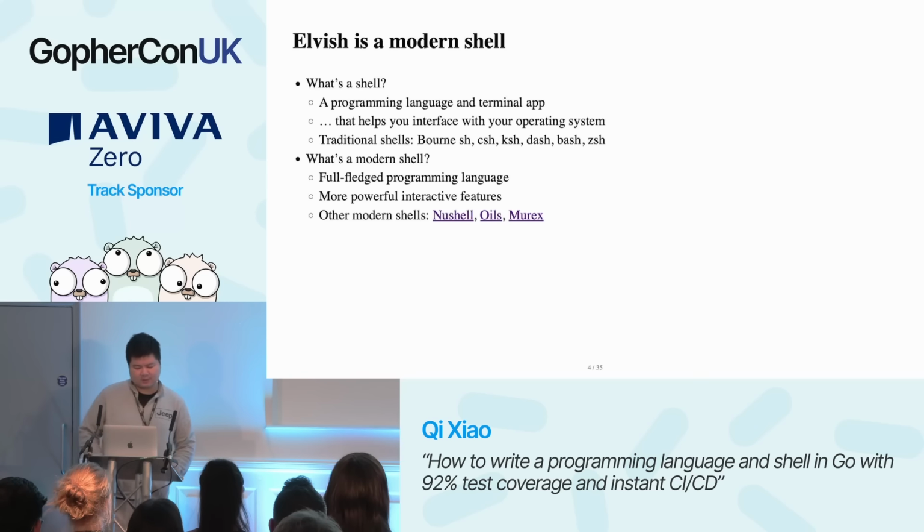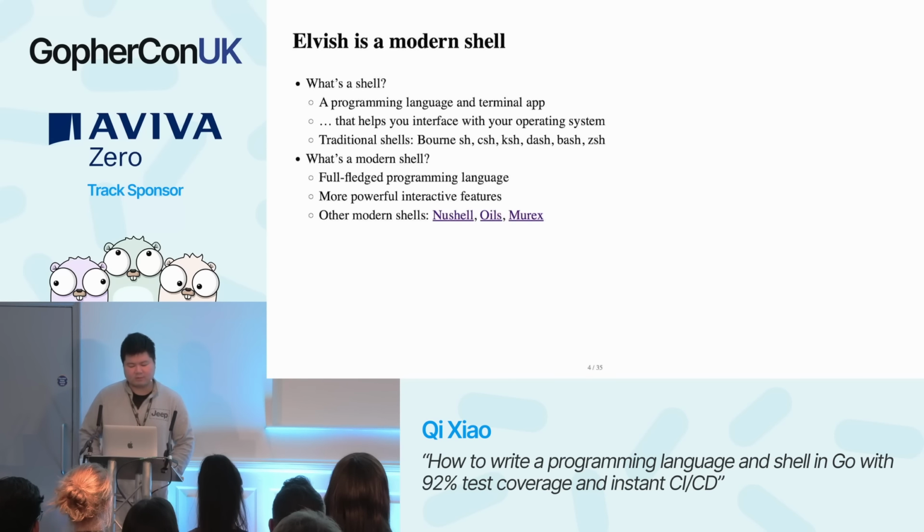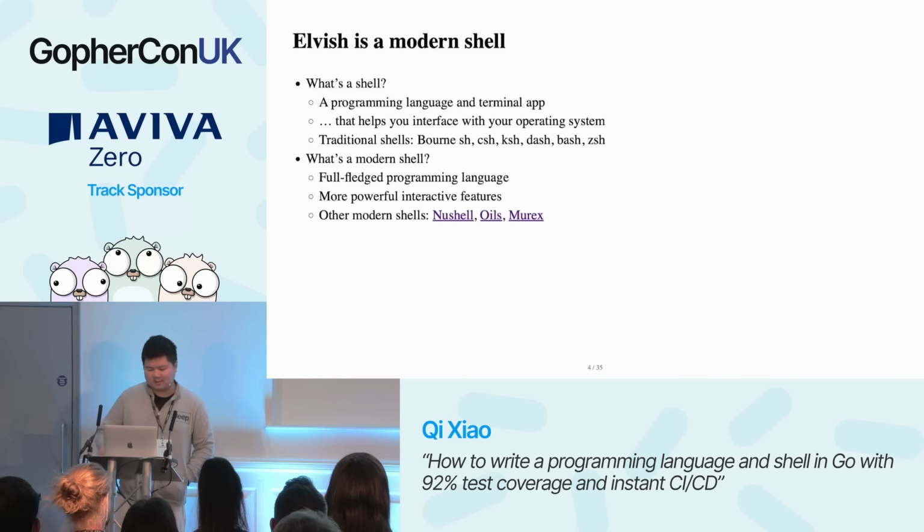There are other modern shells that you can use these days. There's a new shell which is being developed in Rust, I think. There's a project called Oils that actually ships with 2 shells. And there's another project called Murex. It's a shell pun, and it's also developed in Go. And Elvish is one of them. And today we are just going to talk about Elvish because it's my project.